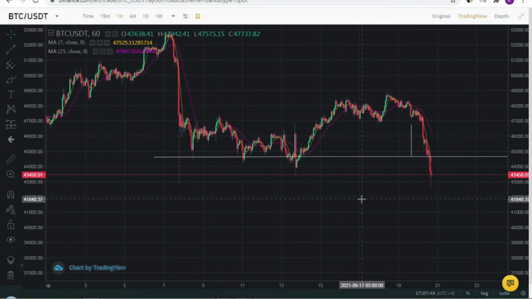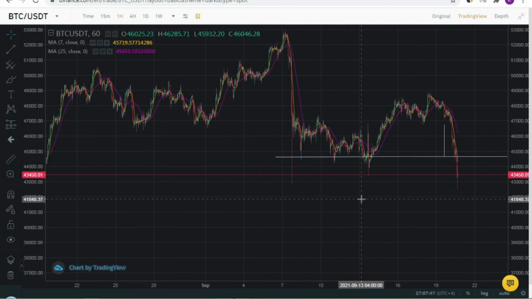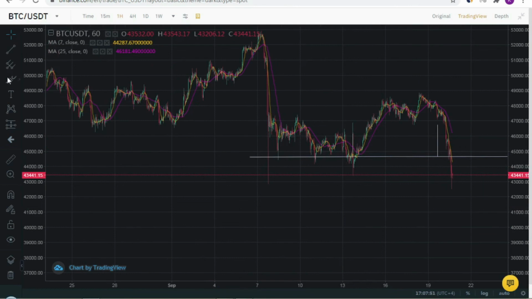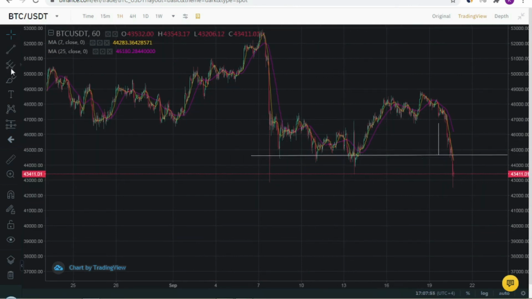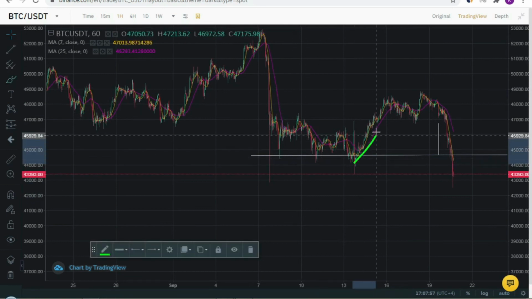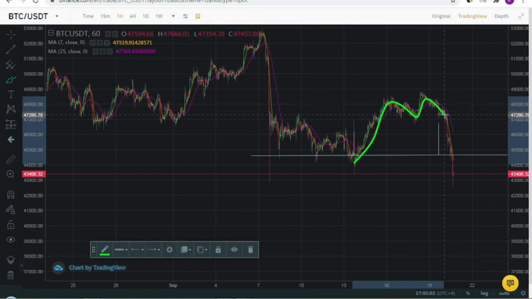Okay, here we are in the 1 hour time frame. You immediately see the big N. Do you see that? Do you immediately see this? This is going to be followed by a massive pump.